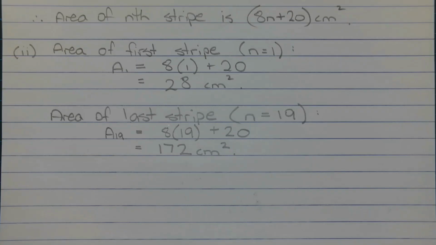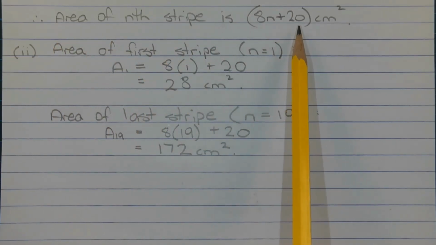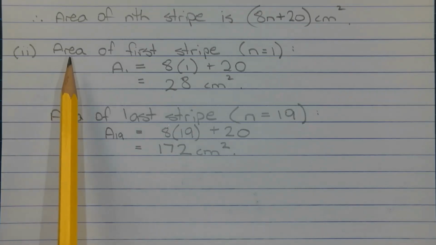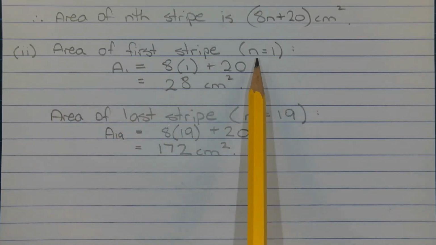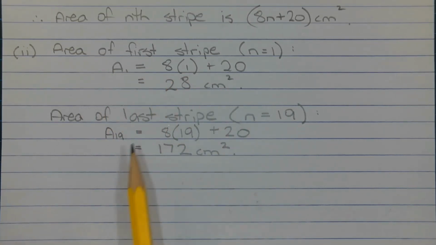Now from part 1, the expression that gives us the area of the nth stripe is 8n plus 20 square centimetres. So to find the area of the first stripe, we substitute n equals 1 into this expression. So we get area A1 is equal to 8 times 1 plus 20, which equals 28 square centimetres. To find the area of the last stripe, we substitute n equals 19 into this expression. So we get area A19 is equal to 8 times 19 plus 20, which equals 172 square centimetres.